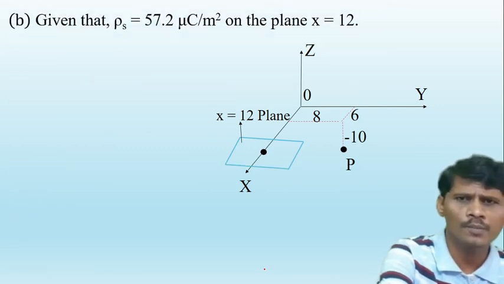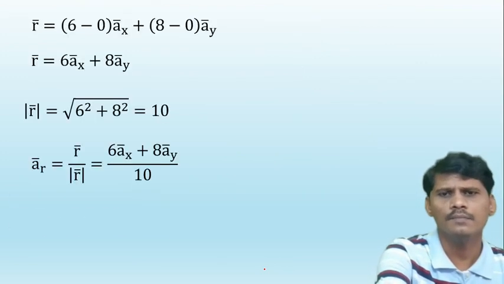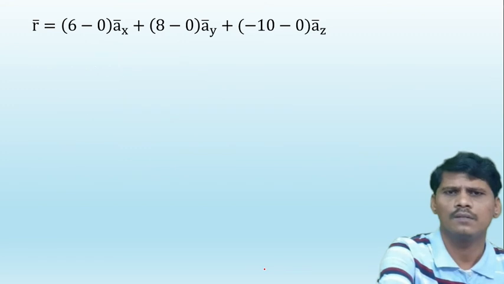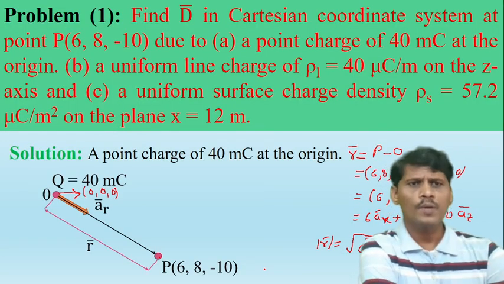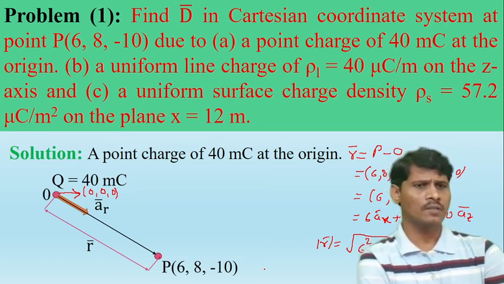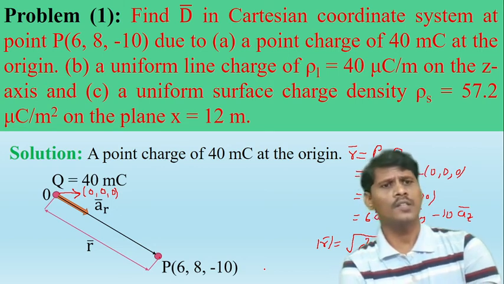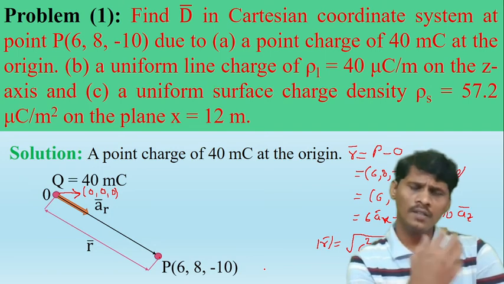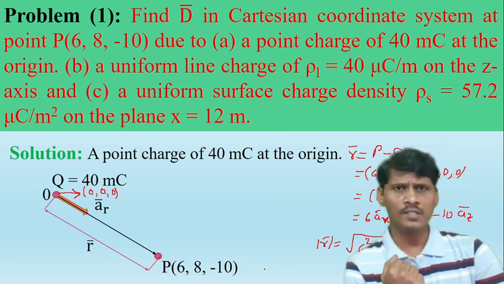Next, coming to the third part of the solution. The uniform surface charge density rho s is 57.2 microcoulombs per meter squared. That charge is placed at x equal to 12 meters, that is on the x axis at a distance of 12 meters.